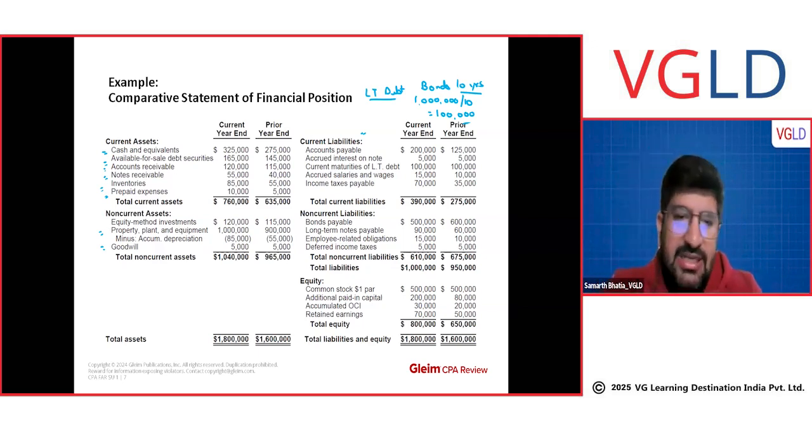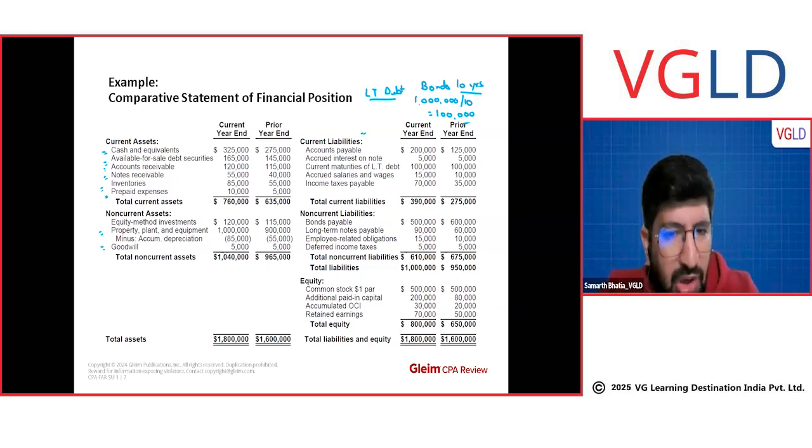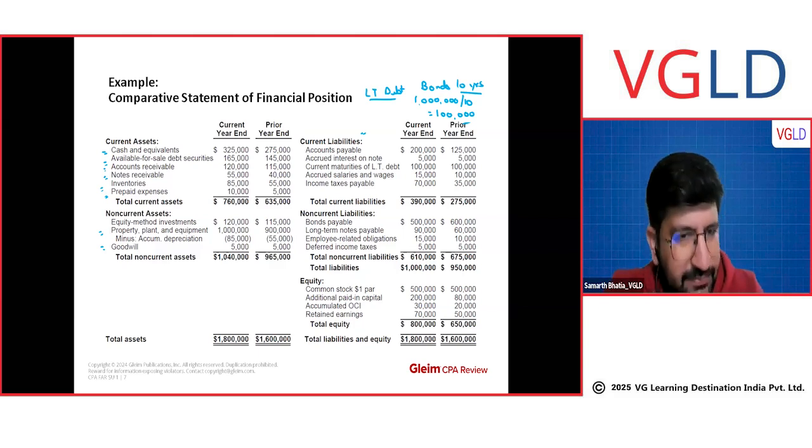Then we have non-current liabilities, in which we have bonds payable, which is long-term bonds. Then we have long-term notes payable, employee-related obligation, and any deferred income taxes that are going to be paid or adjusted in the future. Then we have the equity side, in which we have common stock. We have APIC. APIC is additional paid-in capital, same as security premium. We have accumulated OCI balance, retained earnings, and total equity. When we combine total liabilities and total equity, it is exactly equal to total assets.